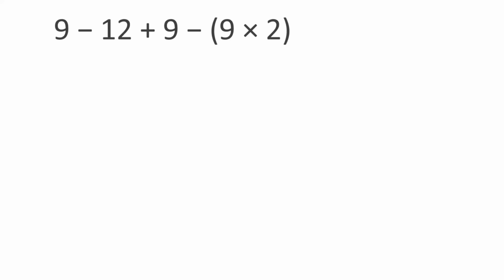Again, straight to the brackets. 2 nines are 18. And then we only have addition and subtraction left, so we start on the left and work our way across to the right. 9 minus 12 is minus 3, plus 9 puts us back up to 6. Take away 18 puts us to minus 12 for our final answer.